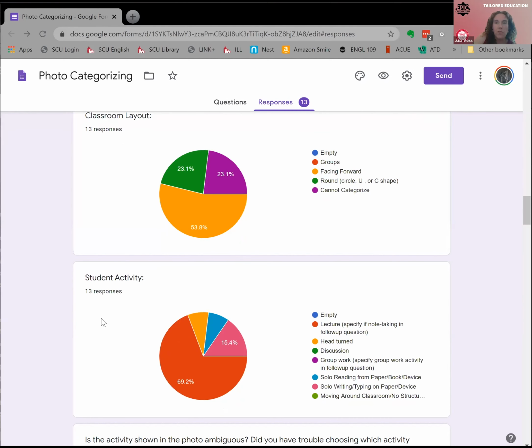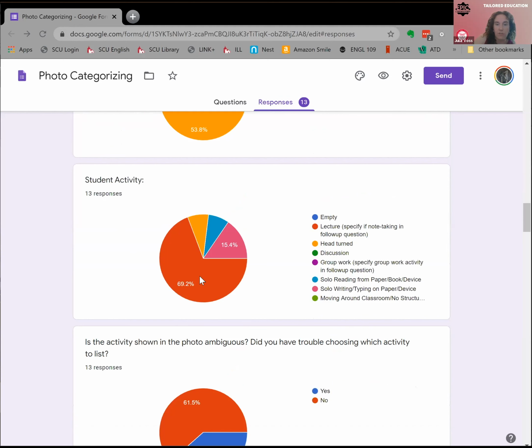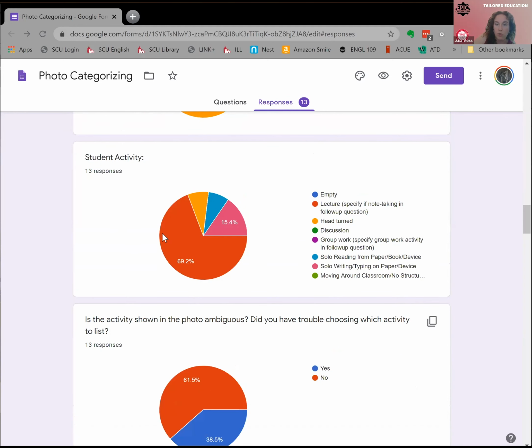Okay, so just for a quick look, because this one seems to have a lot of ambiguity, there's a pretty big split between facing forward, cannot categorize, and round or circle configuration for the layout. And then for the activity, there's a lot of difference of opinion too. The majority of people said lecture, but a couple of people said solo writing, others said a solo reading activity, or some said head turn.